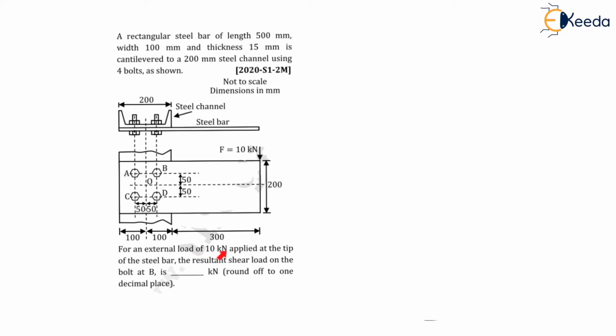For an external load of 10 kilonewton, here an external load of 10 kilonewton is applied at the tip of the steel bar. The resultant shear load on the bolt B is in kilonewton. Round off to 1 decimal place. Now my dear students, for such type of loading, what will be the resultant load on bolt B? Right. Here our target is to find force on B is equal to question mark in kilonewton. Again in kilonewton we have to find. So let us find this.